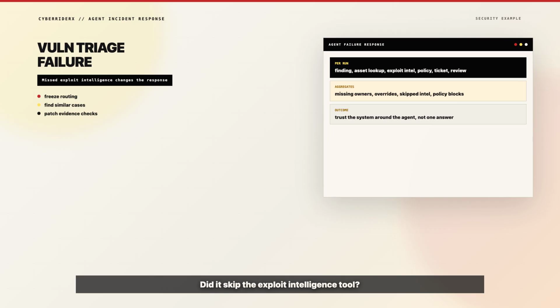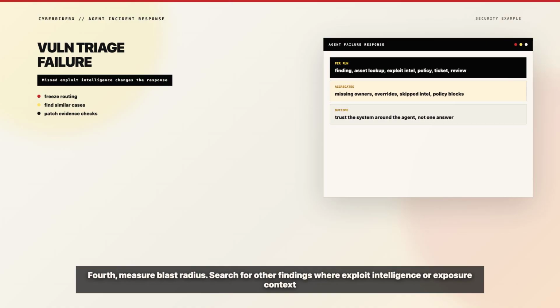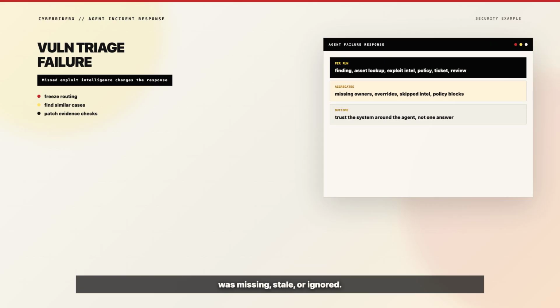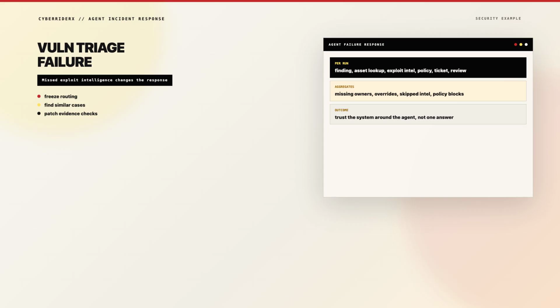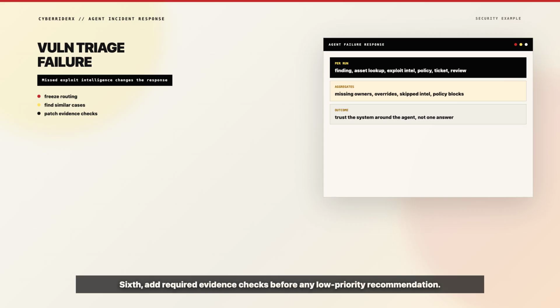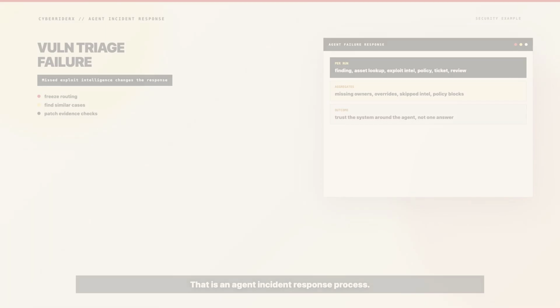Did it skip the exploit intelligence tool? Did the tool return stale data? Did it fail to check internet exposure? Did the policy allow too much discretion? Fourth, measure blast radius. Search for other findings where exploit intelligence or exposure context was missing, stale, or ignored. Fifth, roll back affected recommendations and queue them for review. Sixth, add required evidence checks before any low priority recommendation. Seventh, retest with cases where exploit intelligence changes the severity. That is an agent incident response process.